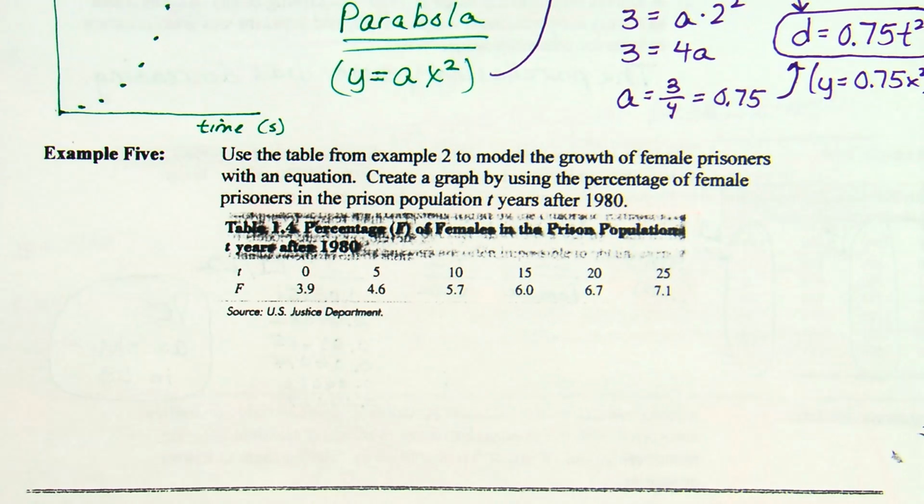Example 5. Use the table from example 2 to model the growth of female prisoners with an equation. Create a graph by using the percentage of female prisoners in the prison population T years after 1980. Now, notice the information is pretty much provided here from that table we had. So this table shows the percentage of females in the prison population T years after 1980. And we're going to do the same thing we did last time because we're trying to figure out an equation for this.